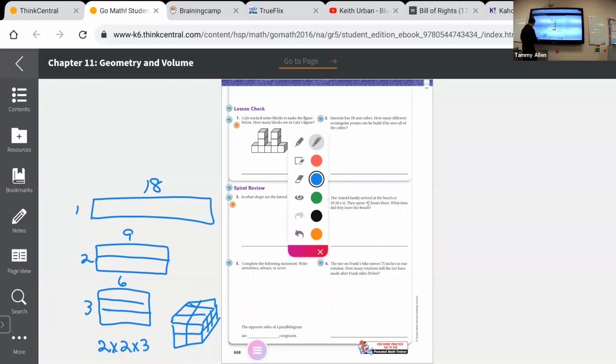2 by 3 by 3. How about that? That picture's wrong. We do a 2 by 3 by 3. Let's try that. 2 by 3 by 3. Can we do that?